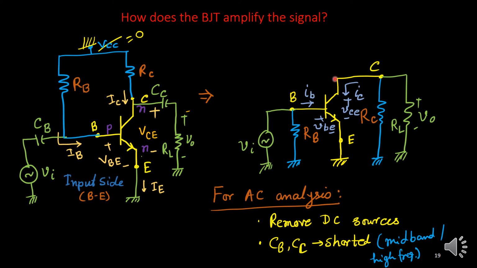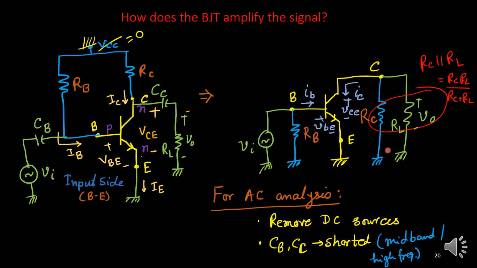Now in this circuit, this current I'll call small ib, this current small ic, and this one small ie. This potential is small VBE, and this potential between collector and emitter is small VCE. All are AC components. Now we need to analyze with respect to these parameters, and we need to simplify it further.